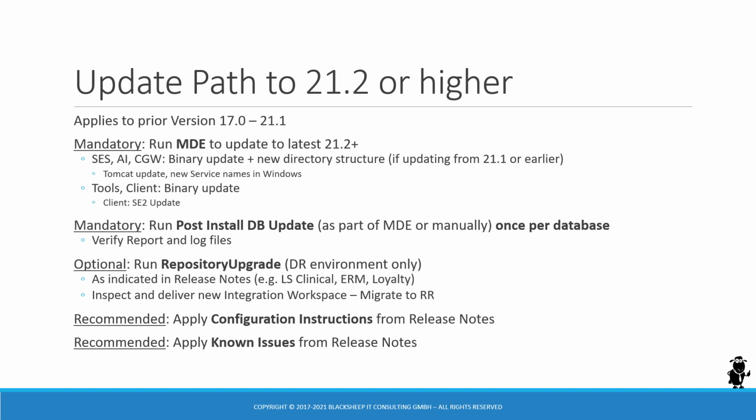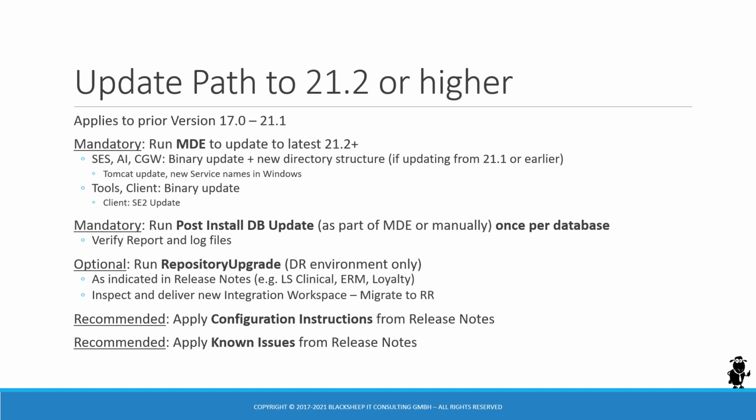You would verify the release notes and see what features have been between your old version and the new version that you are dependent on the repository upgrade utility. And if there are none, you don't run it. There will be a new integration workspace, which you have to manually inspect, deliver, verify, validate, and then, of course, after delivery, make sure everything's migrated to RR.